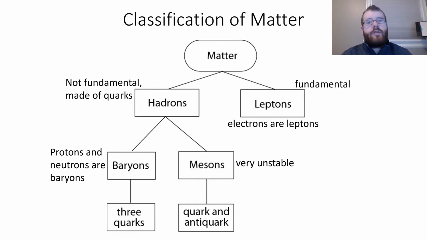There are two categories of hadrons. We have the baryons, which are made up of 3 quarks. Those are the type of matter that we're most used to. That's our protons and neutrons. And then we also have mesons, which are very unstable. They don't last very long, and they're made up of a quark and an antiquark. Now, antiquark just comes from antimatter, so it's just the opposite of a quark.